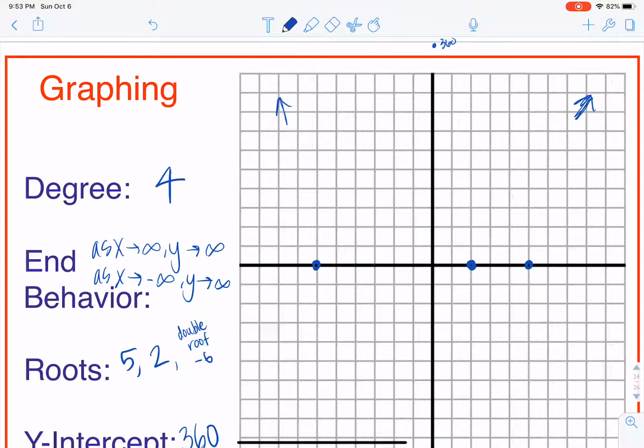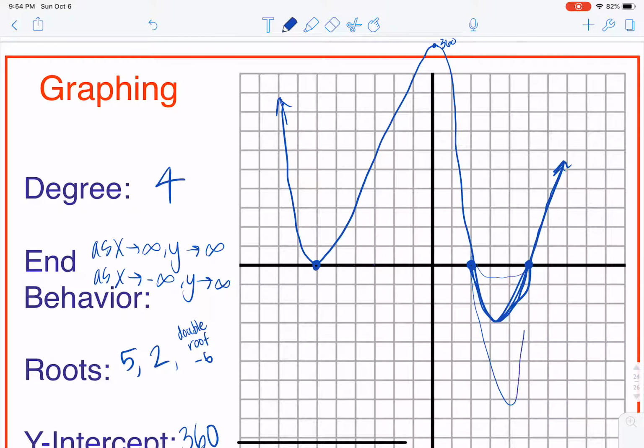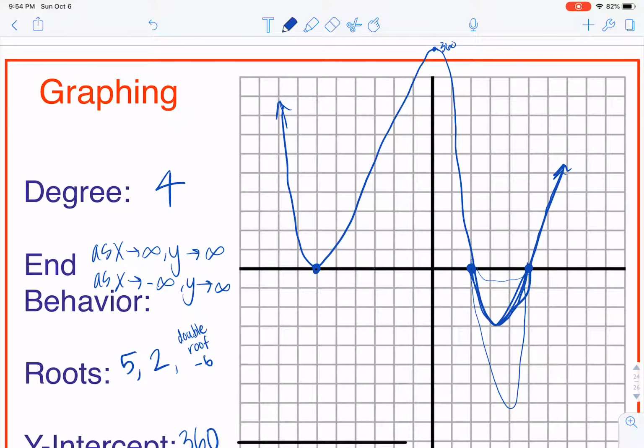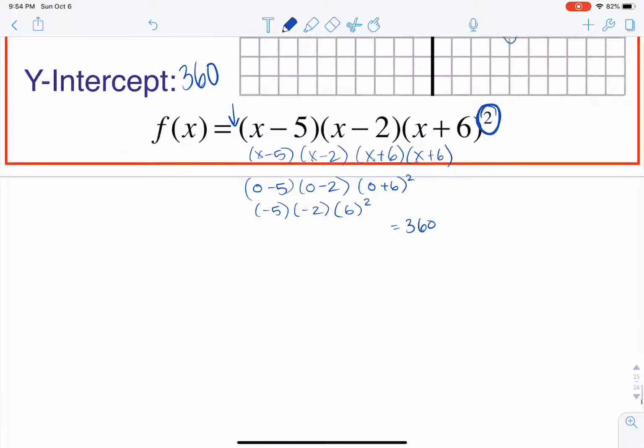So sketching this in, I know my end behavior starts here. A double root means that it will bounce at that root there. And let's go ahead and make this look a little curvier like it should be. So it will come down, bounce at that root and come back up, go through my y-intercept of 360, and then the other roots it will pass through like it has before. So here, come back up, and again, we don't know how low this goes, if it comes way down and goes back up. There's a lot that we don't know, but we do know that this is a general sketch of what my graph will look like.